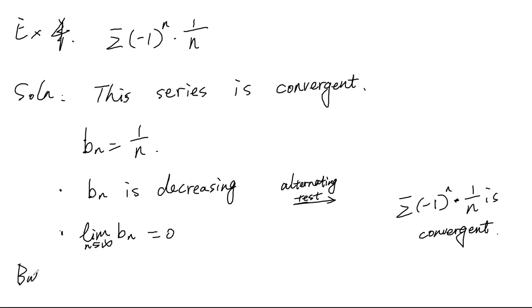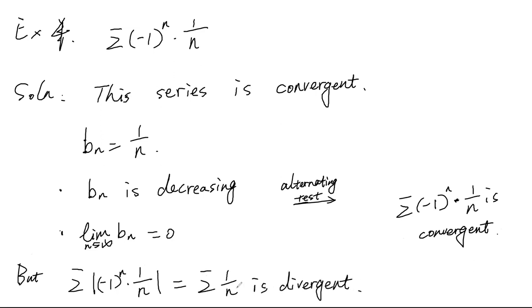But the series of the absolute value of (-1)^n times 1 over n is equal to the series of 1 over n. So it's divergent. And this is an example of a series that is convergent, but not absolutely convergent.